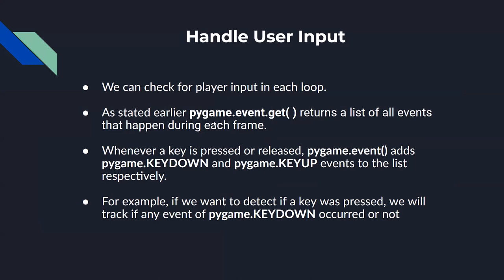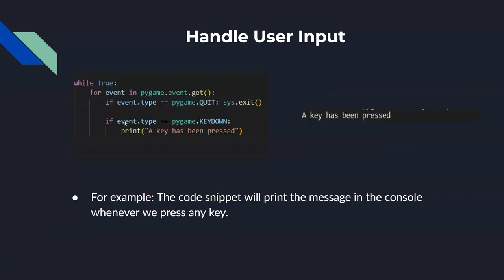As I stated earlier, the function pygame.event.get returns all the events that have occurred during each frame. For example, if I press a key on the keyboard, this function adds this event to the list. And whenever I release a key from the keyboard, this event is added to the list. Let's see an example. Here is the same while loop and the same lines of code that we have seen earlier, but here I have added these extra statements. Here I am checking if the event that has occurred is a key down event, that is, the user has pressed a key.